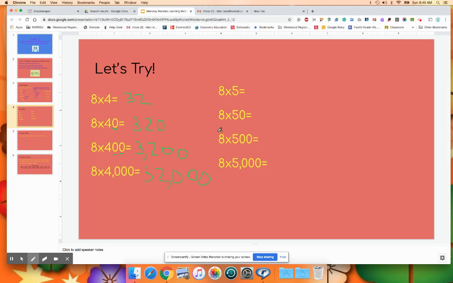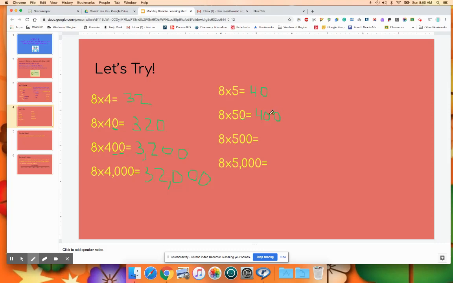Okay? So here we have to really think about this trick that we're using. So 8 times 5 is 40. Notice in our basic fact, there is a 0. Just keep that in mind. So I'm going to say again, 8 times 5, my basic fact. I'm going to write my basic fact, 40. And then I'm going to add 1 zero.